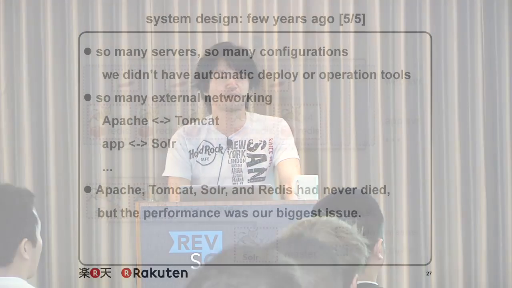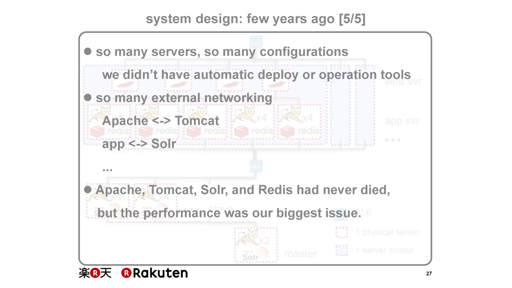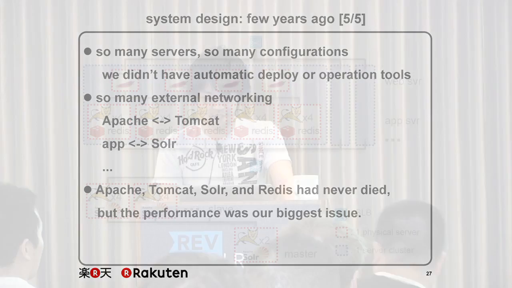However, on the other hand, these are the disadvantages of the system. There are so many servers and so many configurations, and we didn't have any automatic deploy or configuration tools. Thereby, it was very troublesome to update the system. And external networking is needed between Apache and Tomcat, and between our application and Solr. At that time, each middleware, Solr or Redis, had never died, and no server crashed, but the performance or processing time was our big issue.